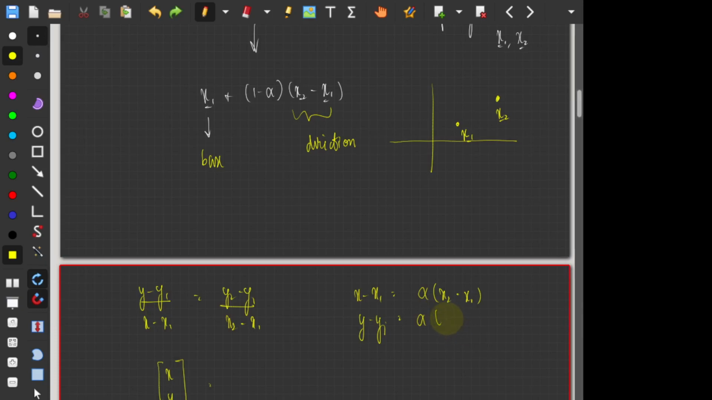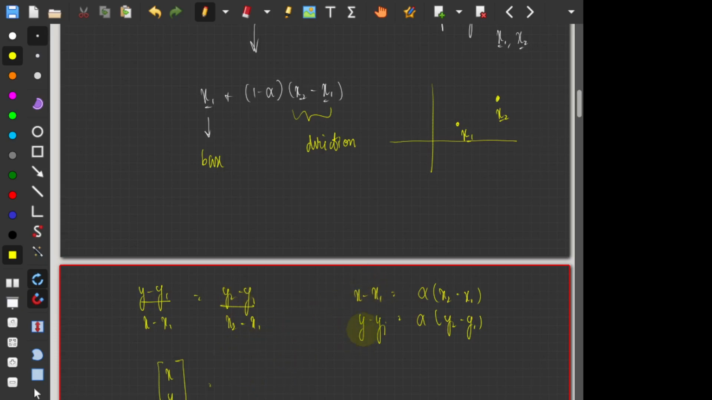And this can be written in matrix form as a similar equation as well. So you agree that I can write x minus x1 as alpha times (x2 minus x1). If I look at the set of all points in this particular form, x minus x1 equal to alpha times (x2 minus x1), y minus y1 equal to alpha times (y2 minus y1), then this satisfies this set of equations. Do you agree? Does everyone agree with this?